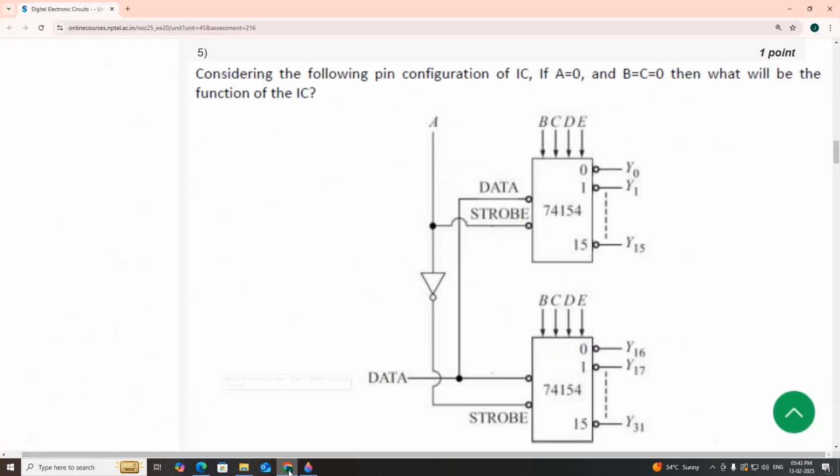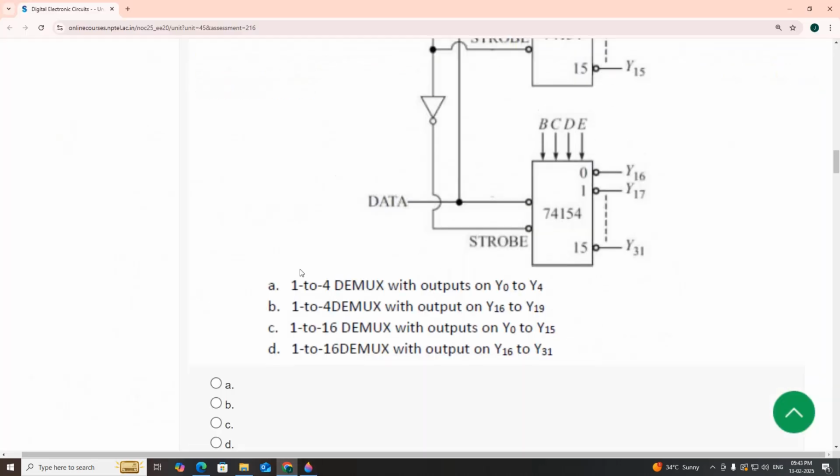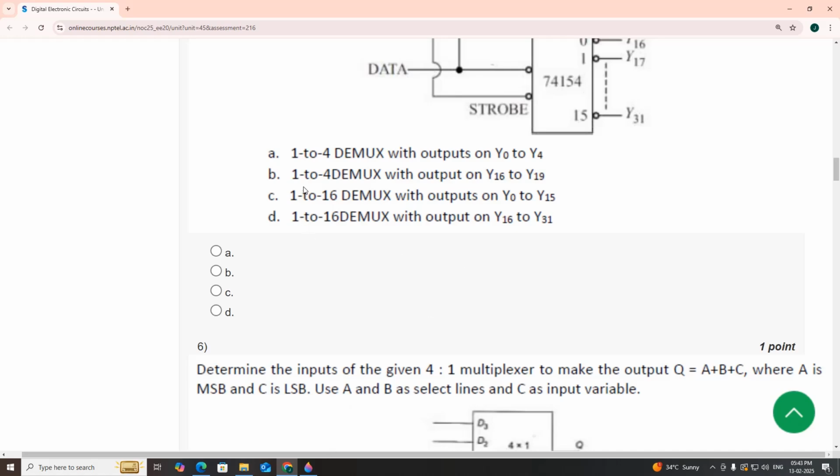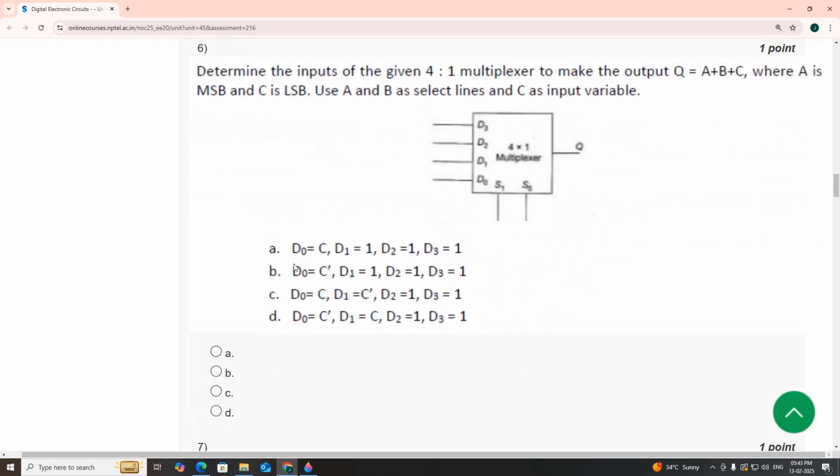So the answer is 1 is to 4, this one, option A. This is not y4, this is y3. We'll move on to the sixth one.